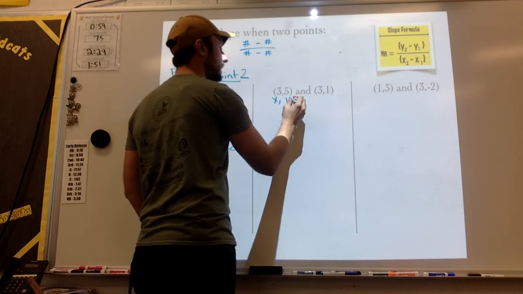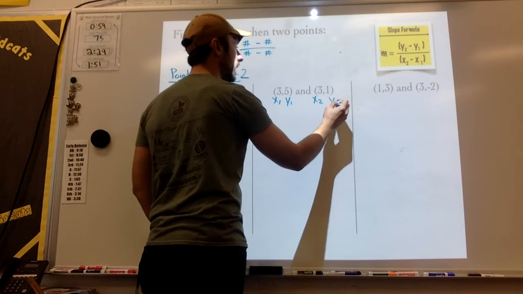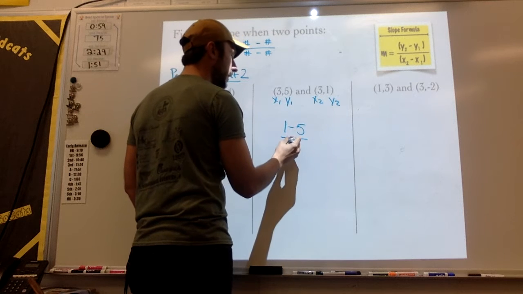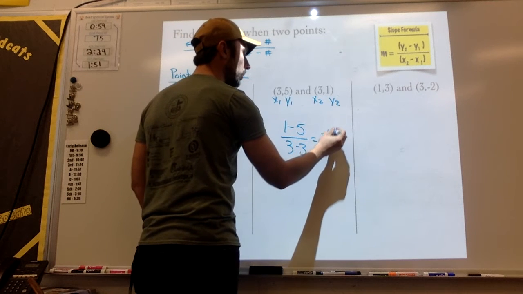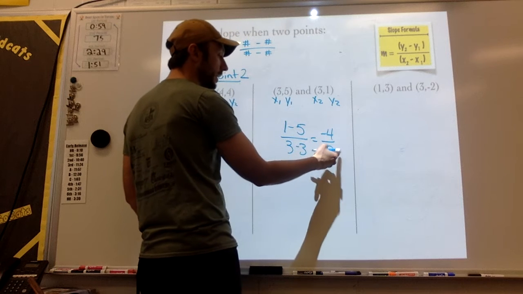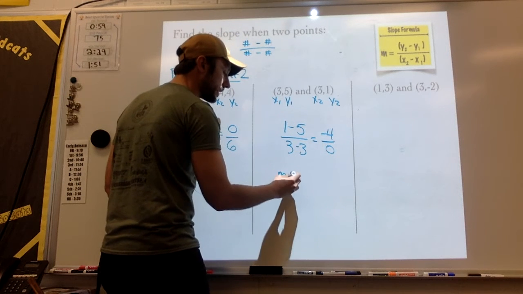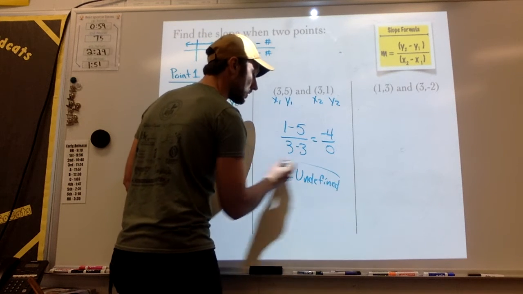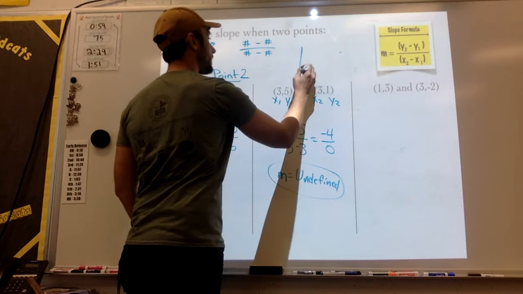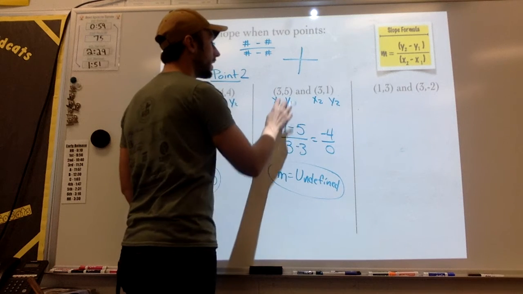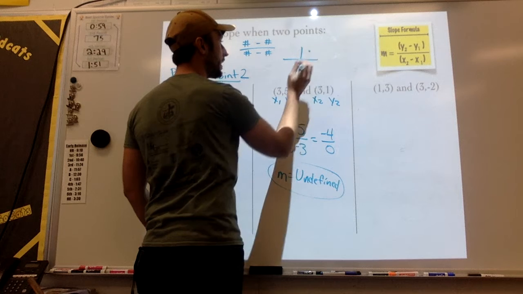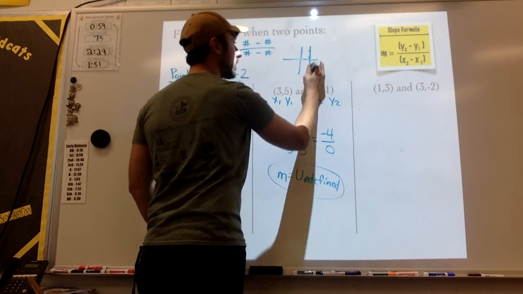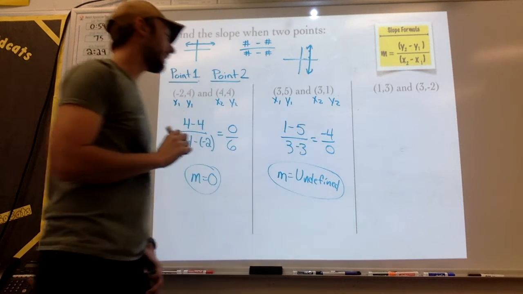X sub 1, y sub 1, x sub 2, y sub 2. I'll be left with 1 minus 5 all over 3 minus 3, which is negative 4 over 0. And I cannot divide by 0. That's an impossibility. So my slope is undefined. If I do a quick sketch on this graph, (3, 5) is right about there, over 3, up 5, over 3, up 1, and that is a vertical line that is undefined.